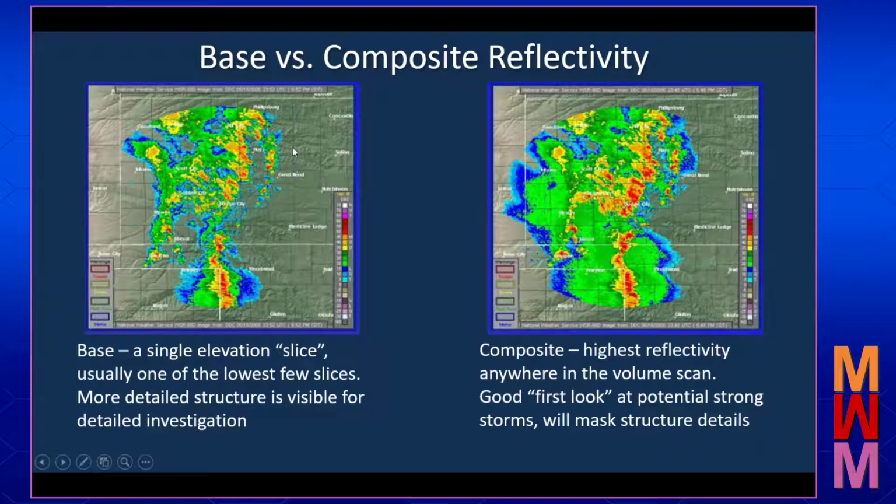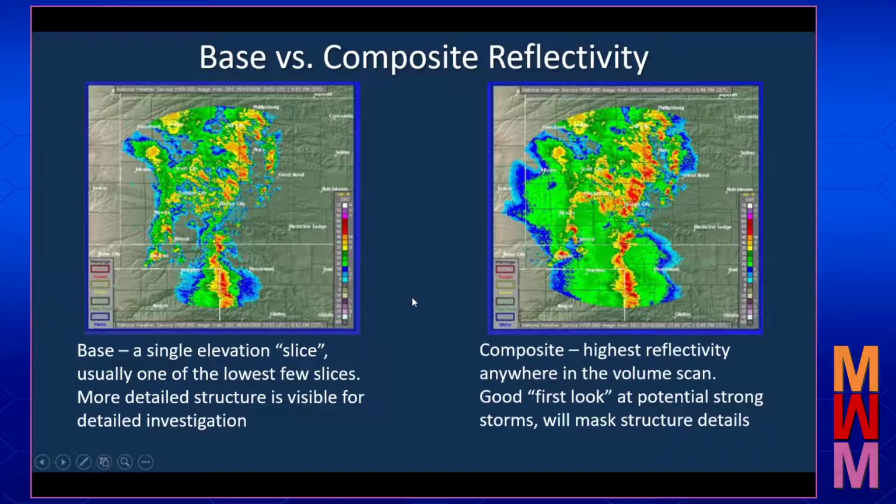Base reflectivity, like we show here on the left, is a single elevation slice, one of those individual slices that we looked at on the volume scan diagram. And oftentimes with the websites and the apps, it'll be one of the lowest few slices that you can look at. Base reflectivity is important for looking at some of the structure, looking for some of the signatures that might suggest a strong or severe thunderstorm.